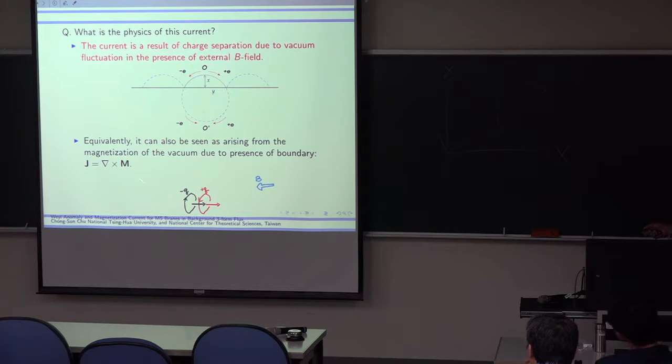So actually, if you turn on a B field, then effectively there's an infinite density of magnetization in the vacuum. But usually, of course, this is not observable because it's just a uniform magnetization. You subtract it out, so it's not observable. But in the presence of a boundary, some of these get cut. For example, if this is too close to the boundary, it will be cut.